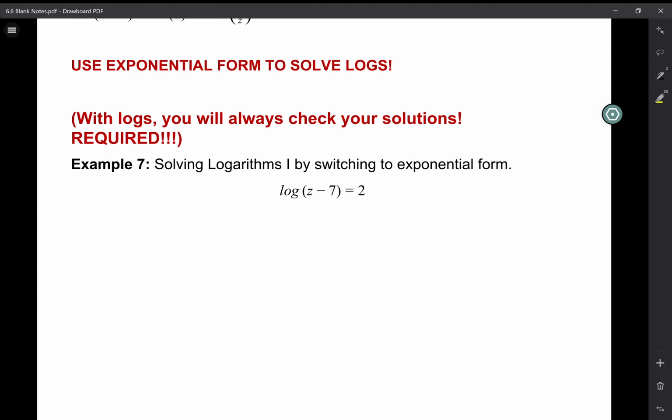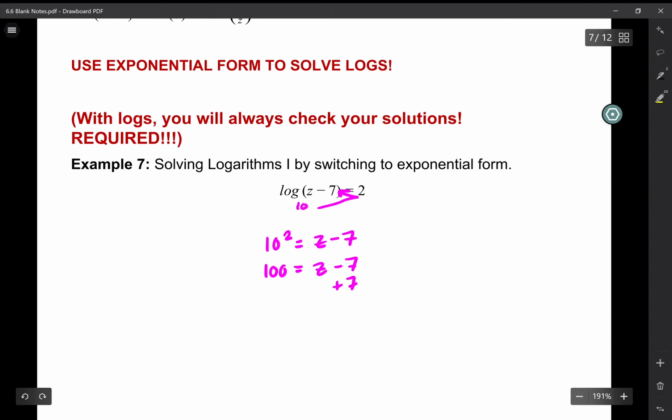So we have log base 10, because there's nothing written, so it's base 10, of z minus 7 equals 2. The exponential form would be 10 to the 2 equals z minus 7. This says 100 equals z minus 7. Add 7 to each side, and 107 equals z. That's our solution. We check it.